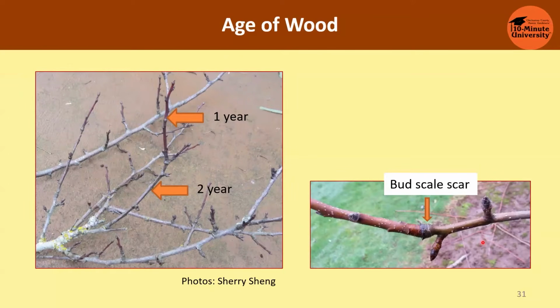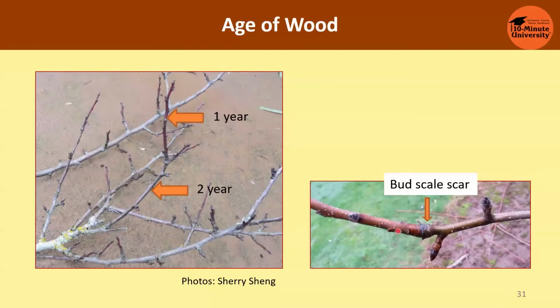So the photo on the right shows a branch that has a bud scale scar in the middle. The bud scale is a collection of sort of a fuzzy blanket-like protection to surround the dormant bud. So when the season begins and growth begins, these scales fall off and leave the scars as a marker, and that helps us to age the branch.